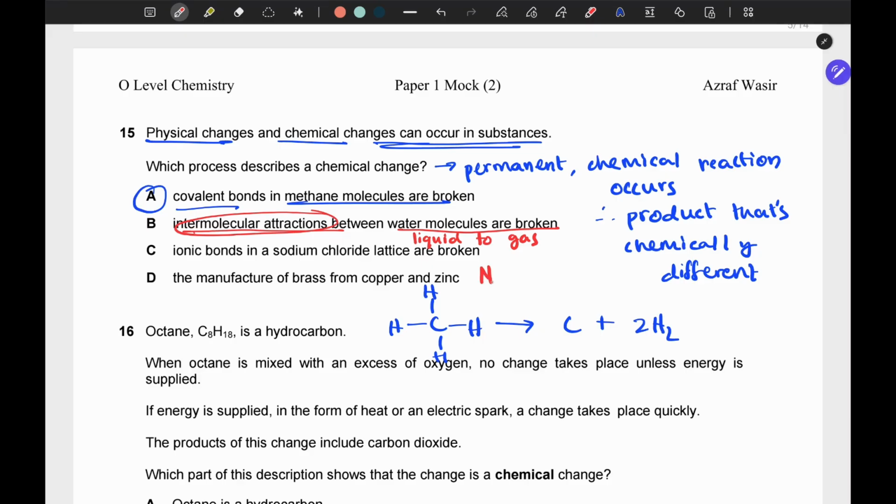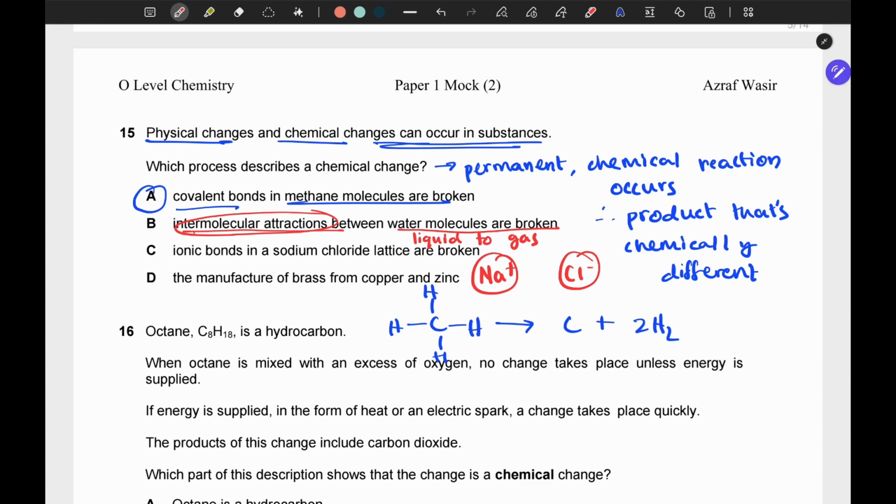Ionic bonds in sodium chloride lattice are broken. It's the same logic as the previous one. We had Na plus and Cl minus with a bond between them. Think about it in terms of sodium chloride dissolving in water. Sure, the lattice is broken, but the sodium and chloride ions still exist. It's not like the composition of the ions is changed in any way, or like we are getting sodium metal and chlorine gas as our product. So again, C is wrong because of that.